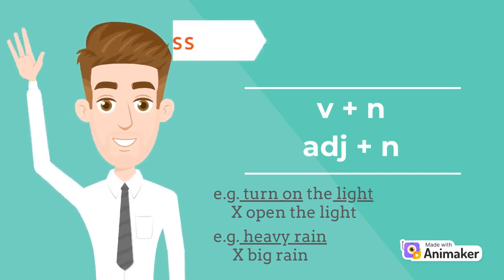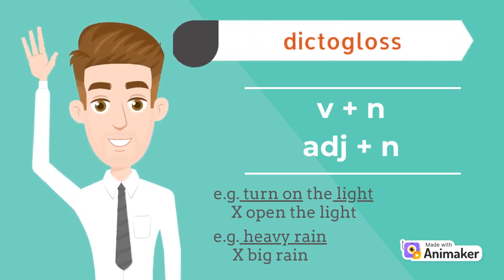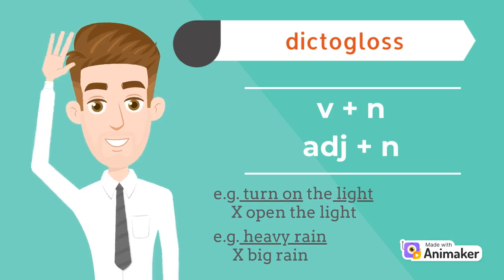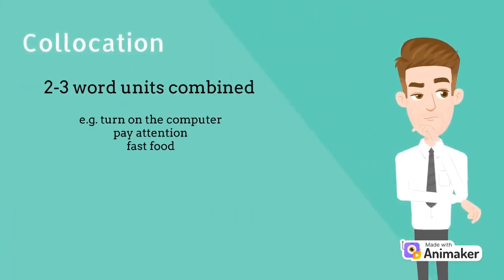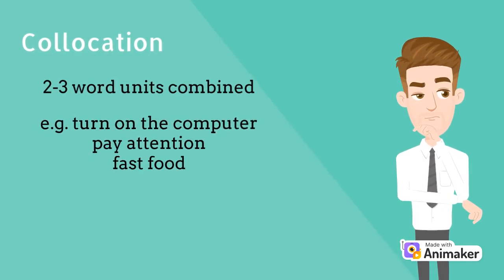The activity that is going to be introduced today will help, which is called Dictogloss. Collocations refer to 2 to 3 word units combined together in a way that sounds correct to people that have spoken the language their whole lives but may not be as obvious to learners of a language. For example, turn on the computer, pay attention, and fast food.